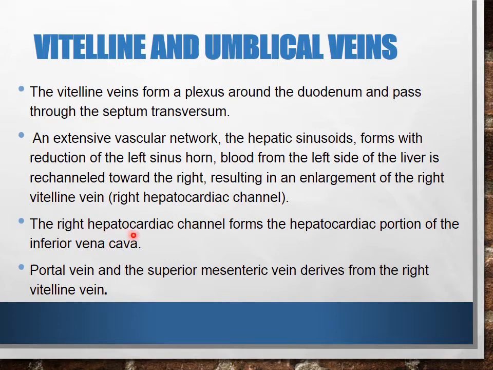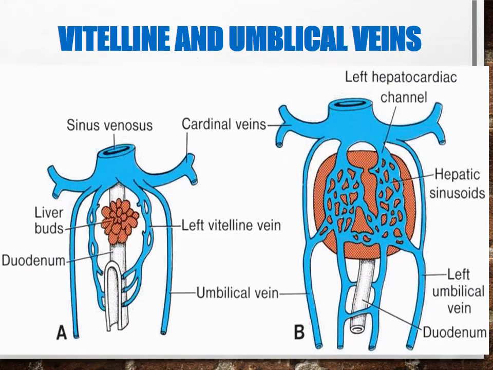And this right hepatocardiac channel is responsible for forming the hepatocardiac portion of the inferior vena cava, which is going to join the right horn of the sinus venosus. Towards its opening into the right atrium, it has the inferior valves, which are formed by the sinus venosus as well. Then there is the portal vein and the superior mesenteric veins. These are also derived from the right vitelline vein. So you can see here what is going to happen.